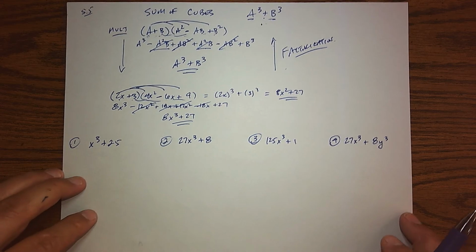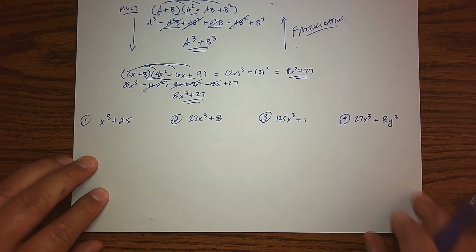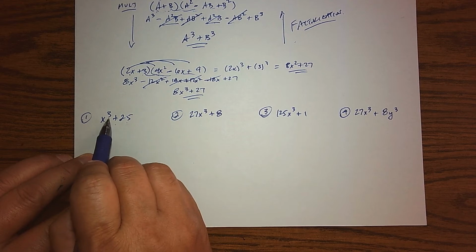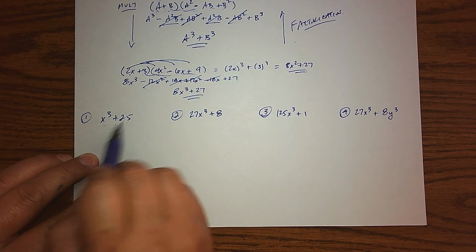Now let's go use it to factor. In our first example, I do have a binomial. It is a sum, and there seems to be a cube. So is this a sum of cubes?